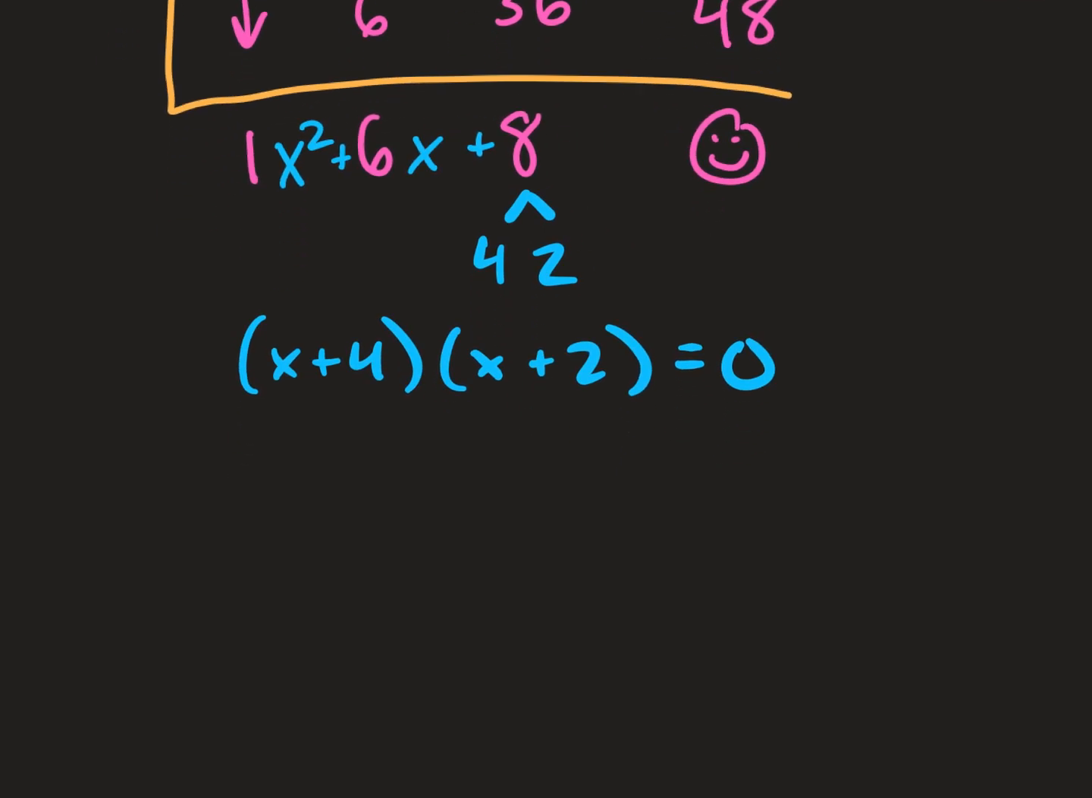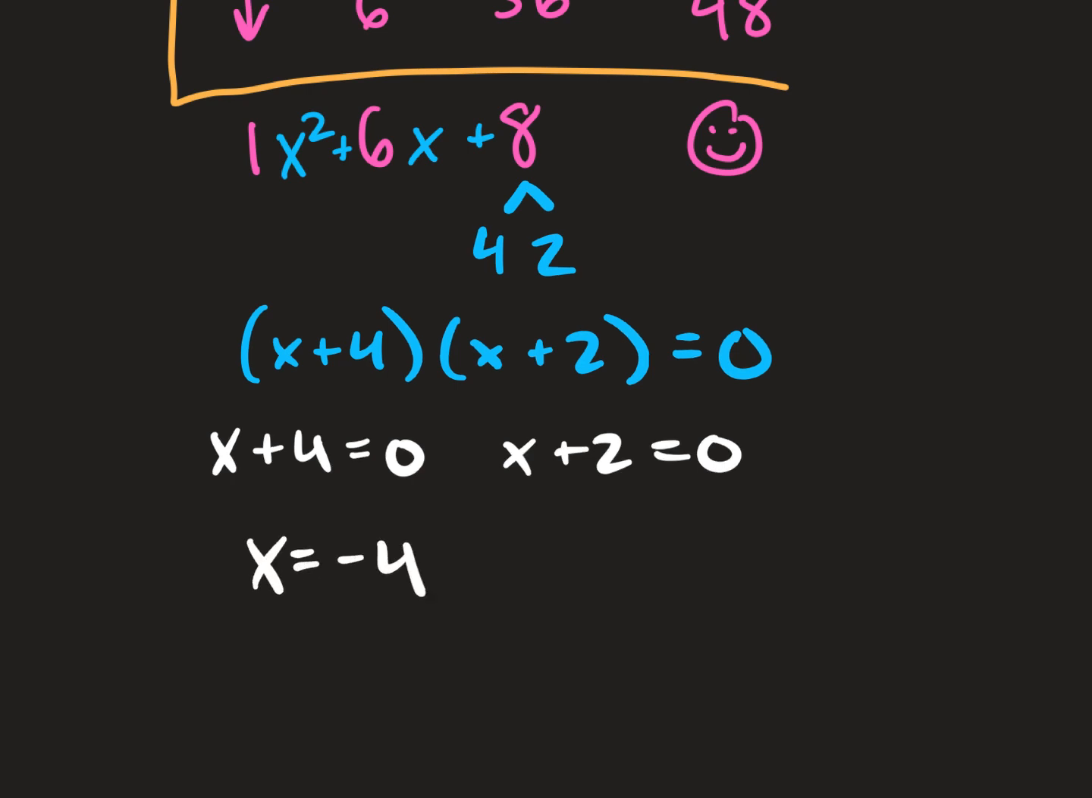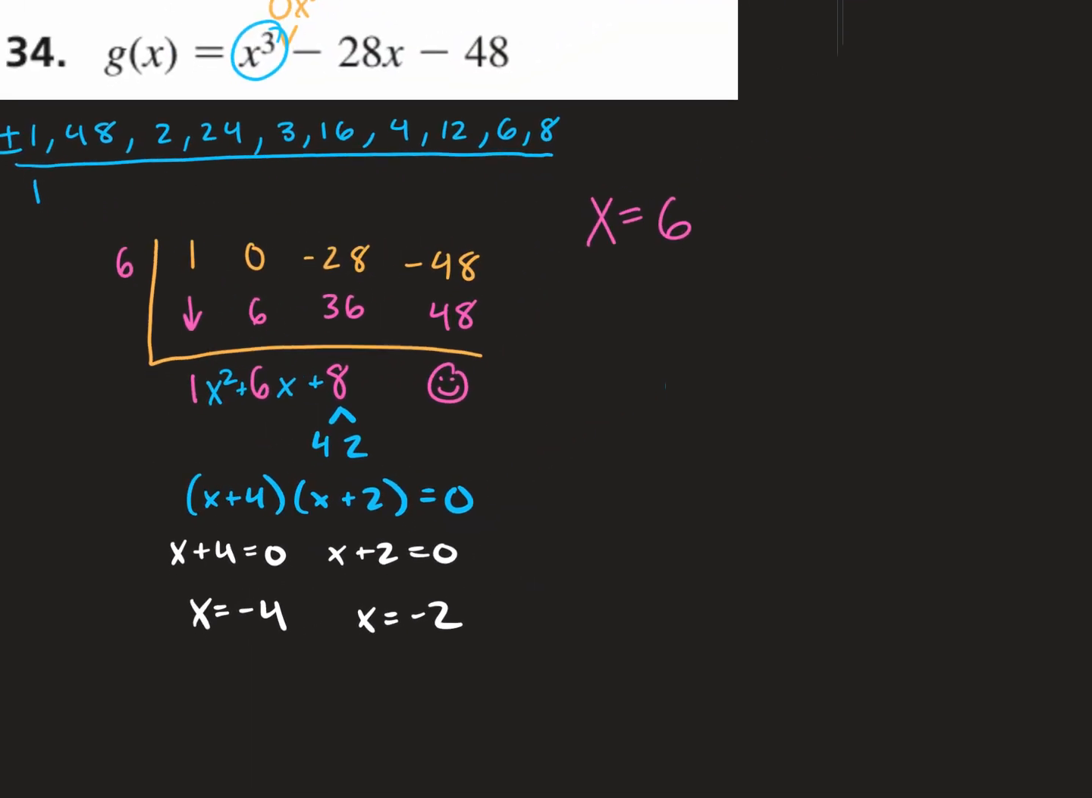Now we only factored. I still have to solve. What would I do to solve? Set them equal to 0. So x plus 4 equals 0. X plus 2 is equal to 0. So what does x equal? Negative 4 and negative 2. We flip the signs. So x is equal to 6, negative 4, and negative 2.